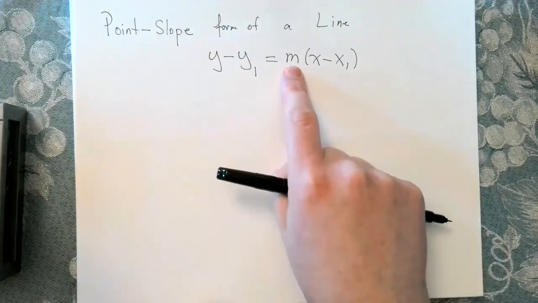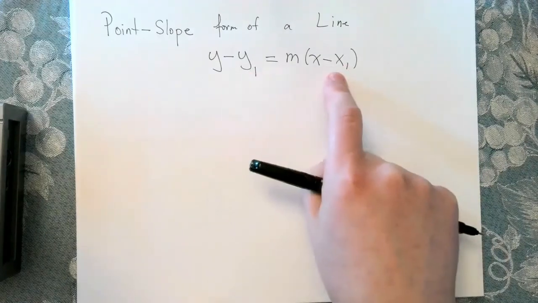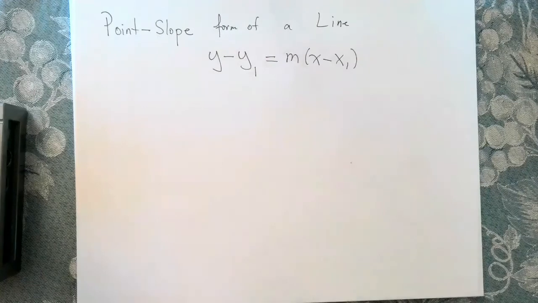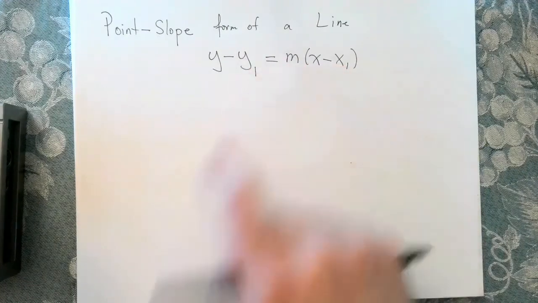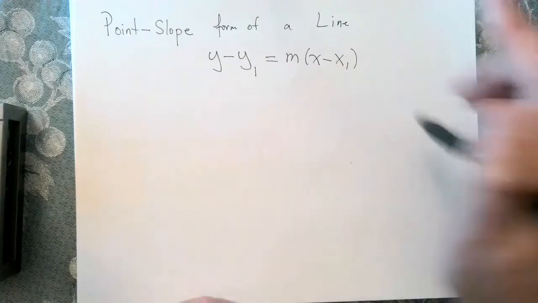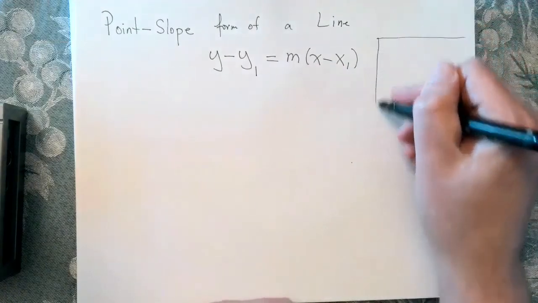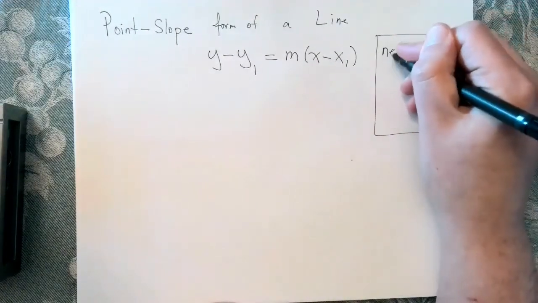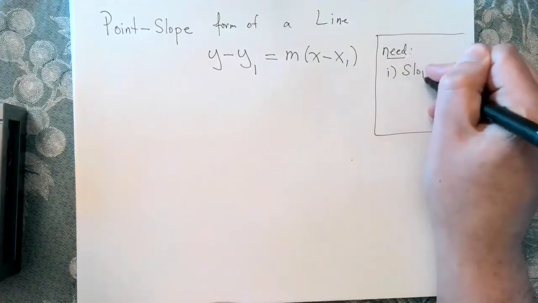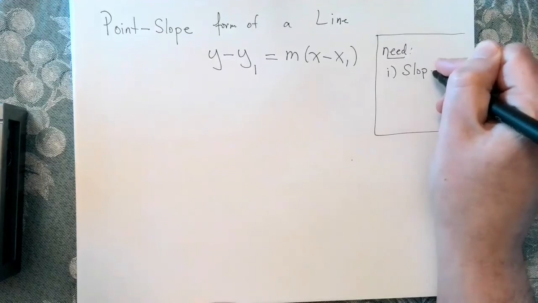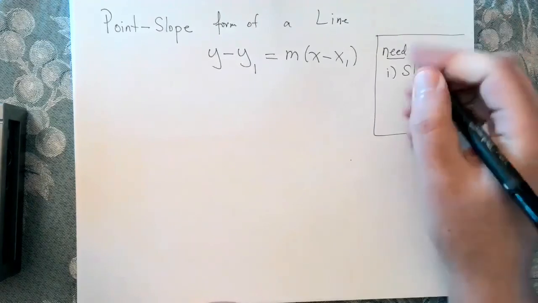Well, if you know the slope and you know a single point, this will generate the equation of the line with that prescribed slope and which passes through that point. So in order to use this, you have to keep in mind there's two ingredients you need. And so the name is very fitting. So you need the slope and you need a point.